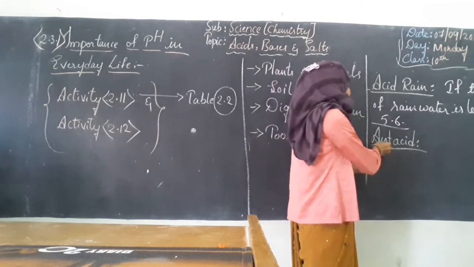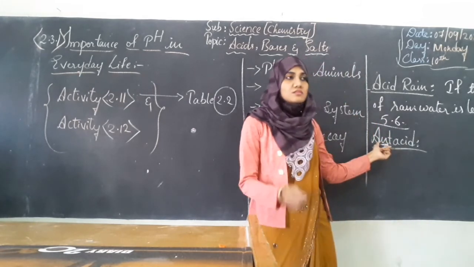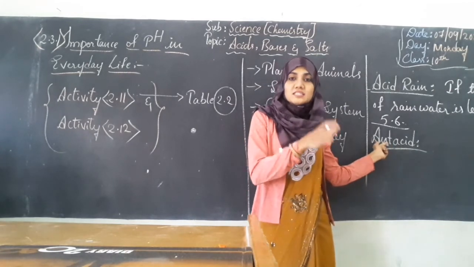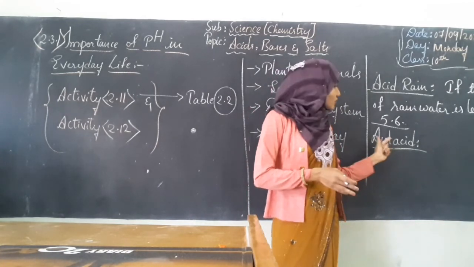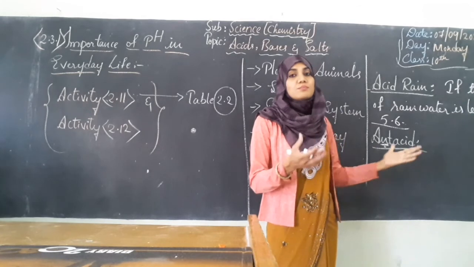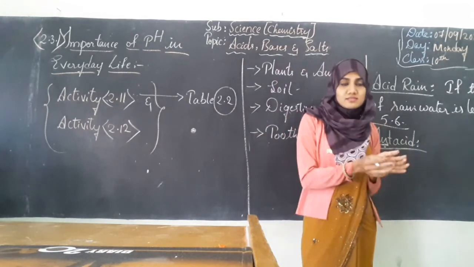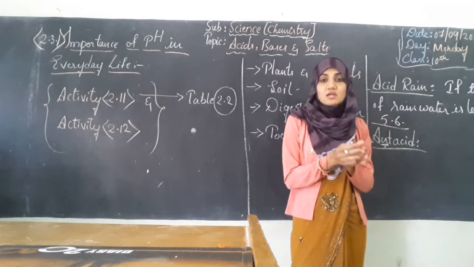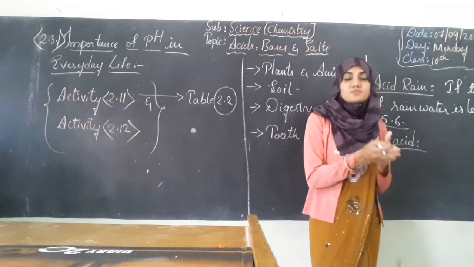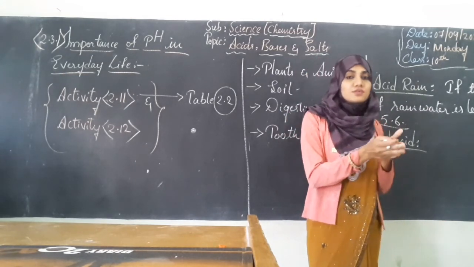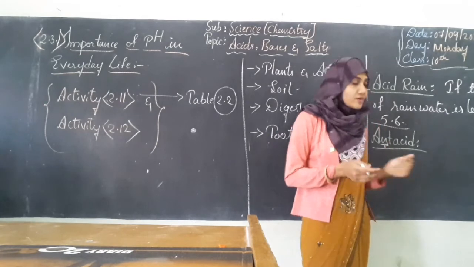In the name itself you can see ant. Ant has been derived from anti, and anti means the opposite. So opposite of the acid, that means bases. So we will use basic solutions to neutralize the power of the acids. So such kind of solutions will be considered as antacids.